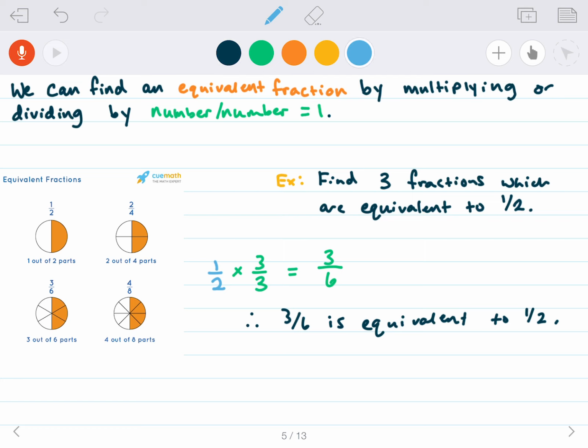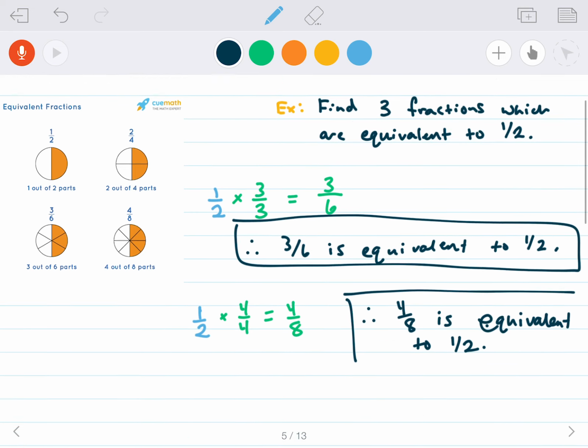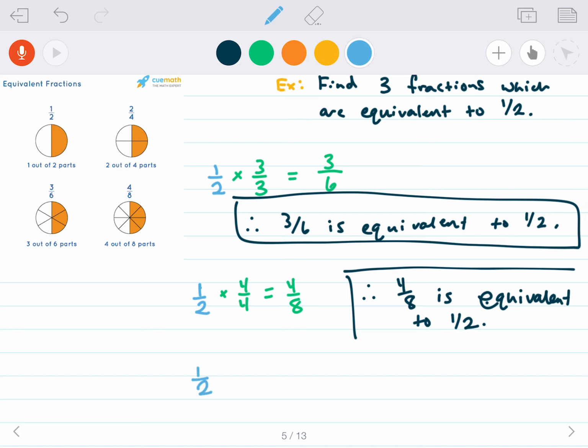So what else? We want to find 3 fractions. How about if I multiply by 4 over 4 this time? That's the same thing as multiplying by 1, right? A number divided by itself. So if I multiply straight across, I get 4 over 8. So therefore, 4 over 8 is also equivalent. 4 pieces out of 8 pieces of pie is equivalent to 1/2 of a pie. All right, so we found our second one. And for our third one, again, we can just find a random number to multiply by, top and bottom.